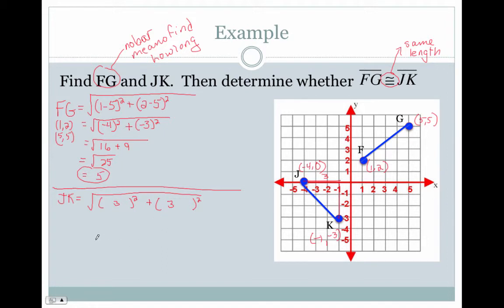Well, they look the same, but I'm not getting the same. Let's see. 3 squared's 9. 3 squared's 9. That's the square root of 18. I think this one's a little short because that was square root of 25. Let me square root 18. Just getting my handy dandy calculator here. I'm getting 4.2. So are they congruent is the question, and so no, they aren't congruent. And your proof is right here.